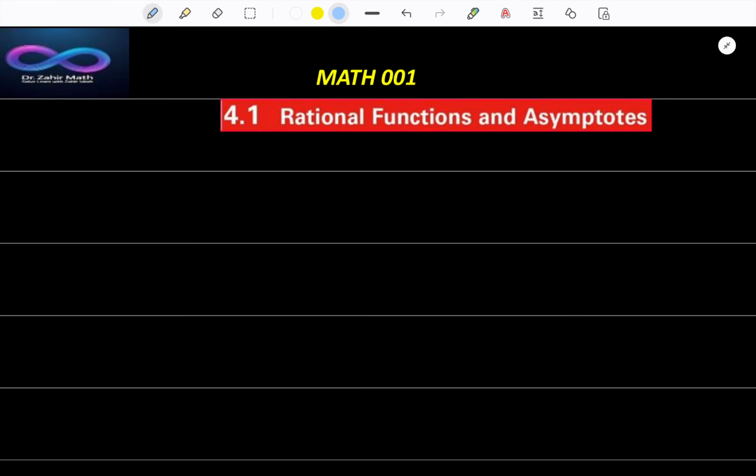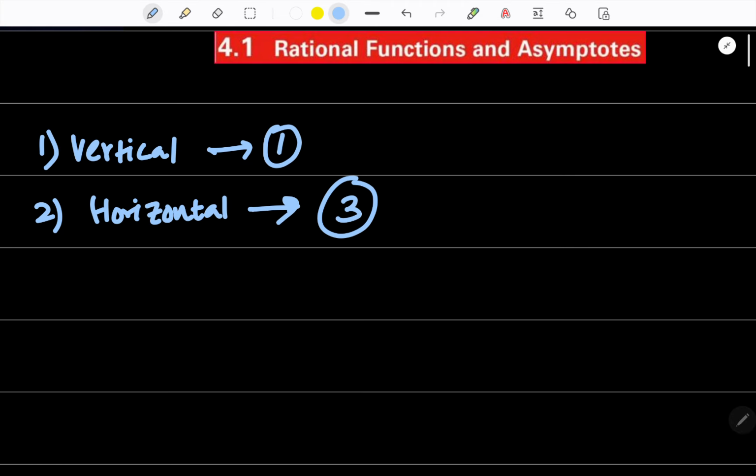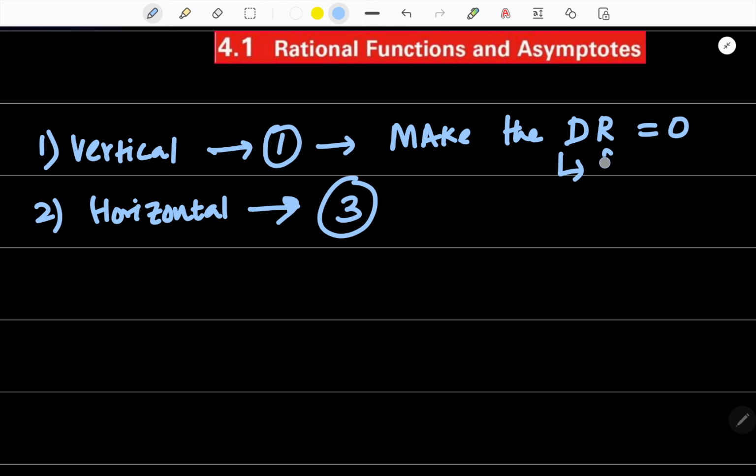So in this exercise, we are going to study two things: vertical asymptotes and horizontal asymptotes. For vertical asymptotes, we are going to study one rule. For horizontal asymptotes, we are going to study three rules. For a vertical asymptote, what is the rule? Make the denominator equal to 0. Denominator means down. Then find x from this. This is called the vertical asymptote.